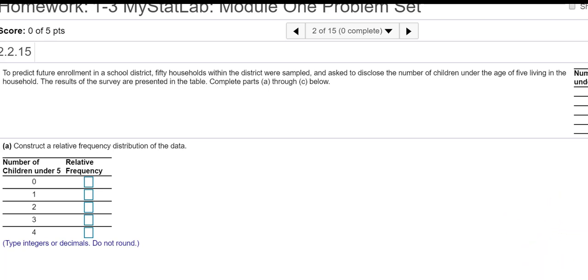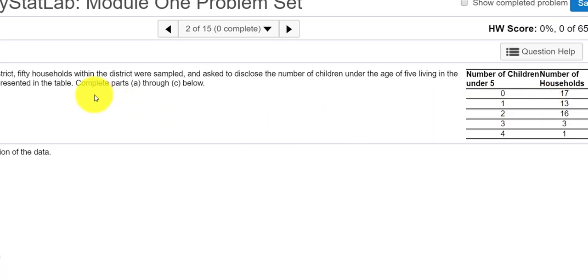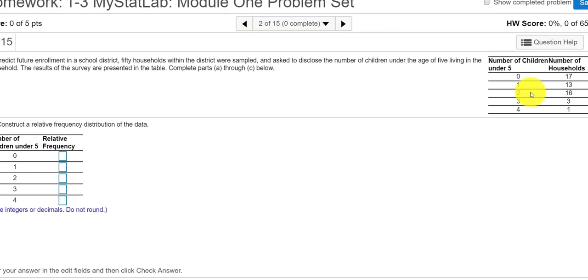It looks like we're provided with data here from 50 households, and we asked each of the households to tell us how many children they have under the age of 5. And we have a table that looks like this. And we are asked to calculate the relative frequency. So I can divide each data point by 50 to get the relative frequency.